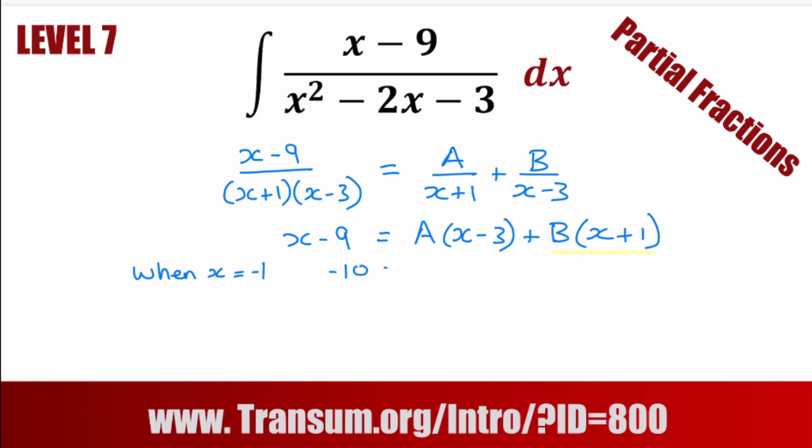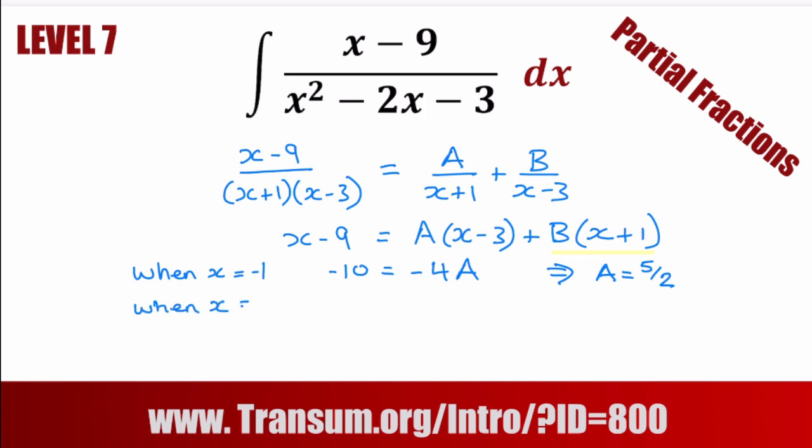The left-hand side, if x is negative 1, would be negative 10. And the right side, it would be a lots of, x is negative 1, so that would be minus 4a. And from that, we can work out that a is equal to 10 over 4, or 5 over 2.